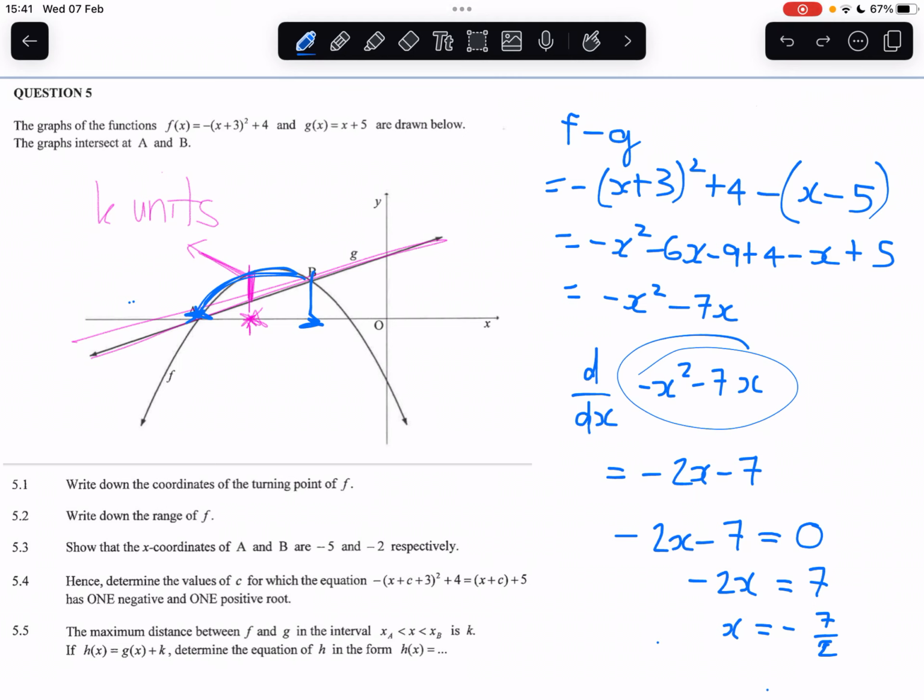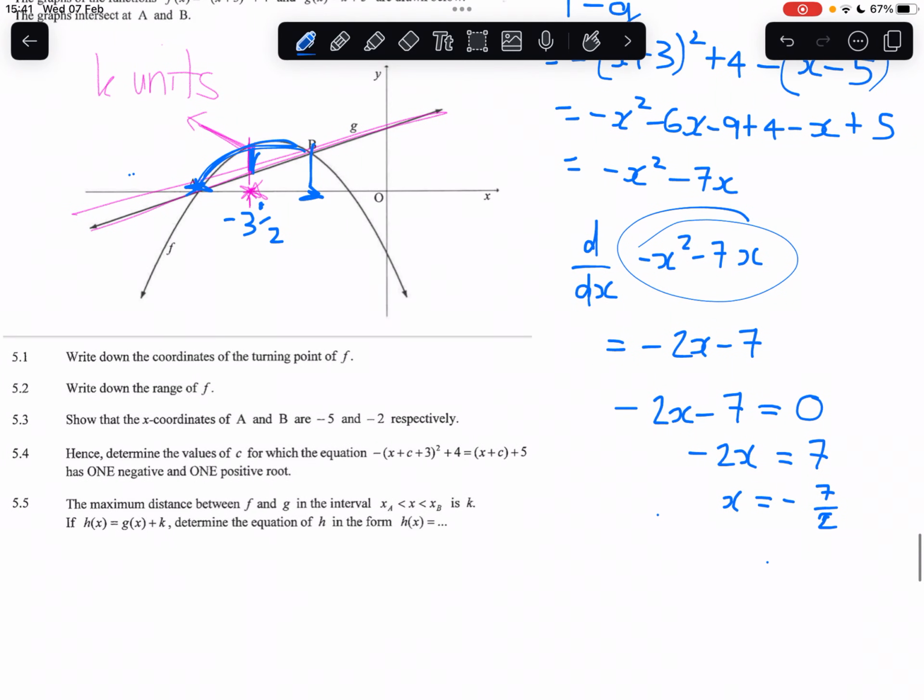So negative 7 over 2, negative 3.5. That is where we have the biggest difference between these two graphs, the biggest distance between these two graphs. Now we know that it happens when x is equal to negative 7 over 2. Let's then see what k is. So k is equal to, we're putting it back into the expression for the difference between the graphs, the distance between the graphs.